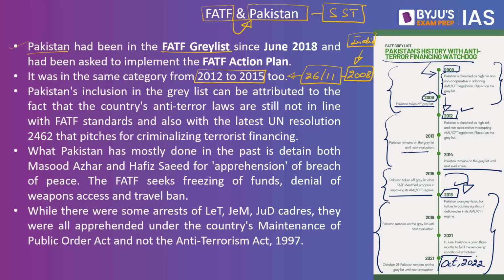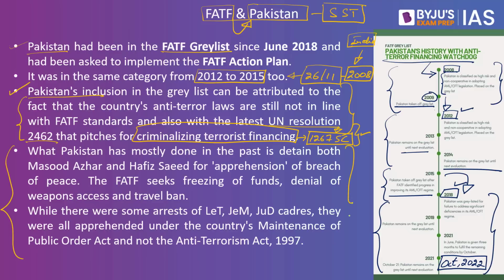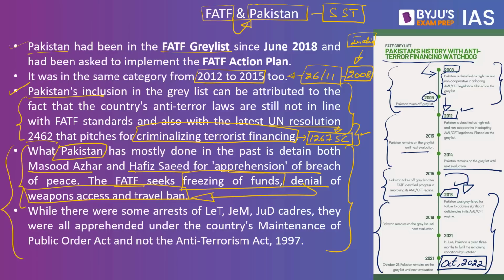The problem with Pakistan has been that it hasn't complied with UN Resolution 2462 that mandates every UN member to criminalize terror financing and abide by UN sanctions, particularly the sanctions imposed by the 1267 Sanctions Committee against globally designated terrorists and terror outfits. But Pakistan had repeatedly failed to act against terrorism and terror financing, and even when it arrested top terrorists like Masood Azhar and Hafiz Saeed, they were charged under criminal laws and not under anti-terror laws. And Pakistan had failed to freeze their financial assets and accounts, and it had failed to deny them weapon access and place a travel ban on them.